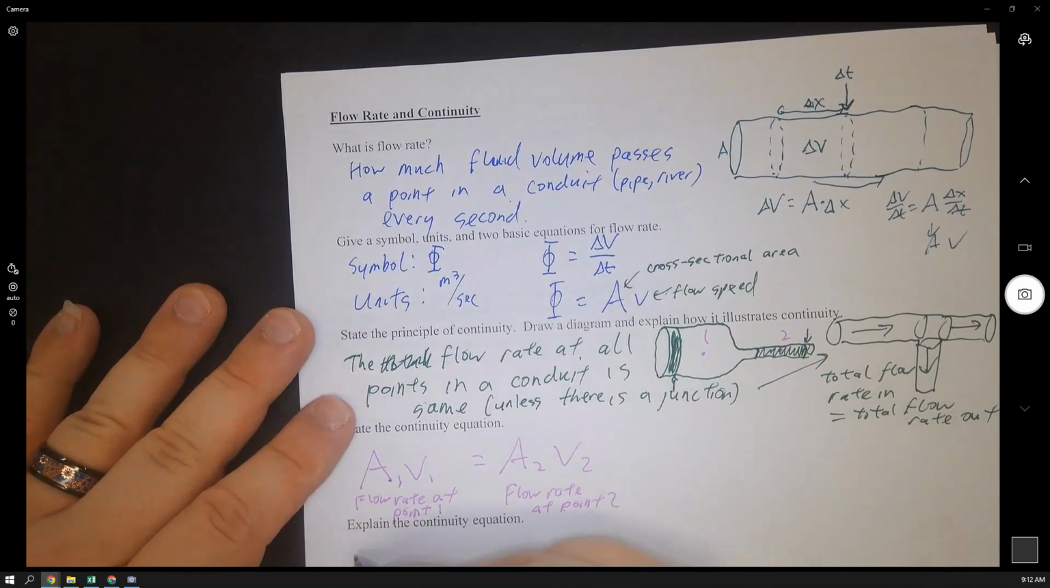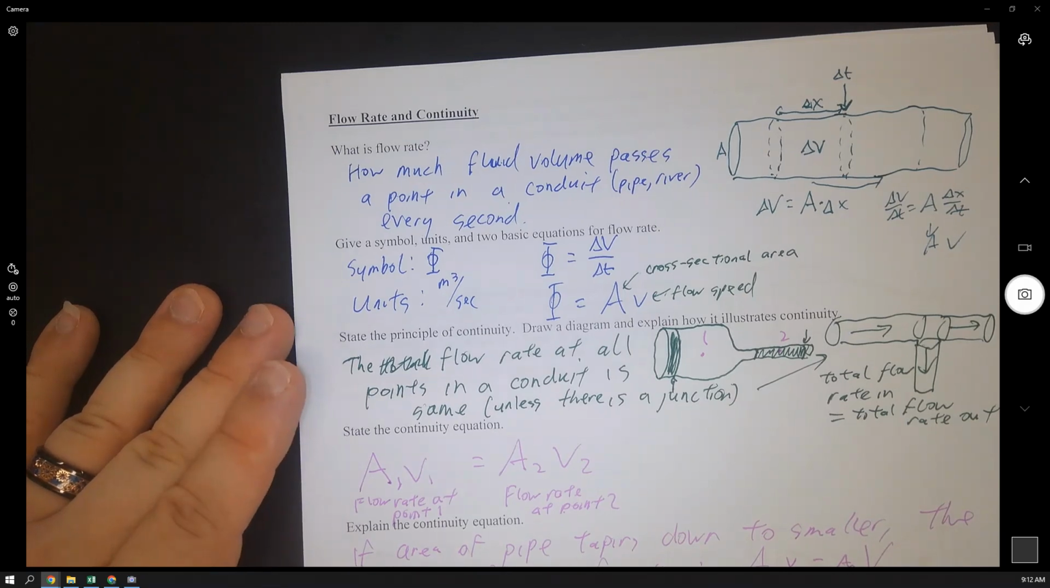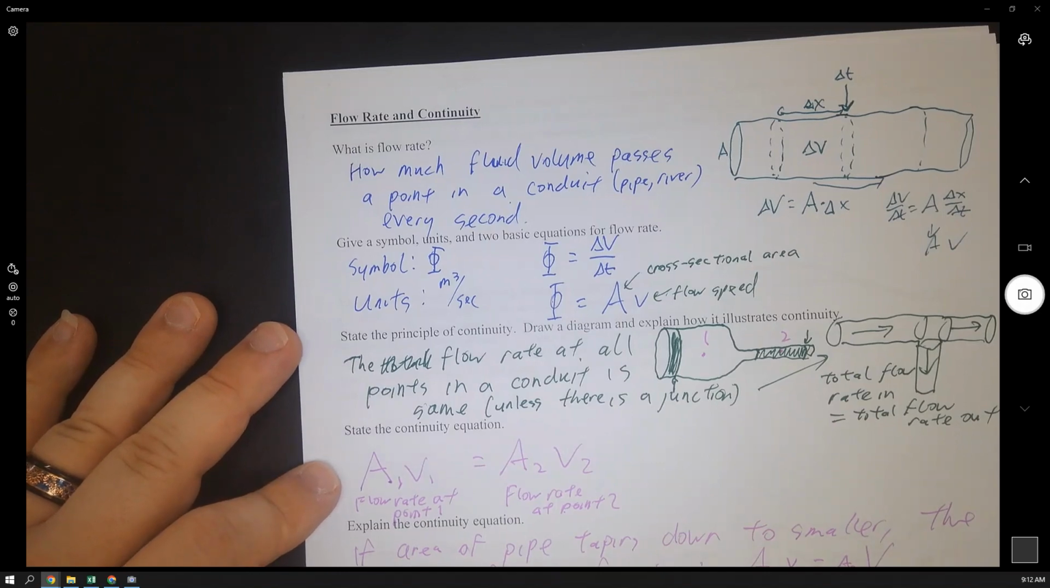Okay, so in other words, if the area of the pipe tapers down to a smaller area, the fluid flows faster, right? Okay, so area 1, velocity 1 equals area 2, velocity 2, like that, you see? With the bigger area, slower speed, smaller area, faster speed, right? And this is just conservation of mass, or you can call it conservation of matter.